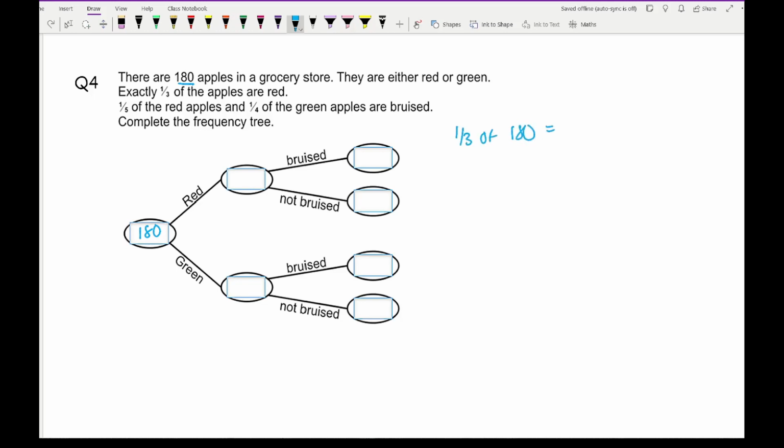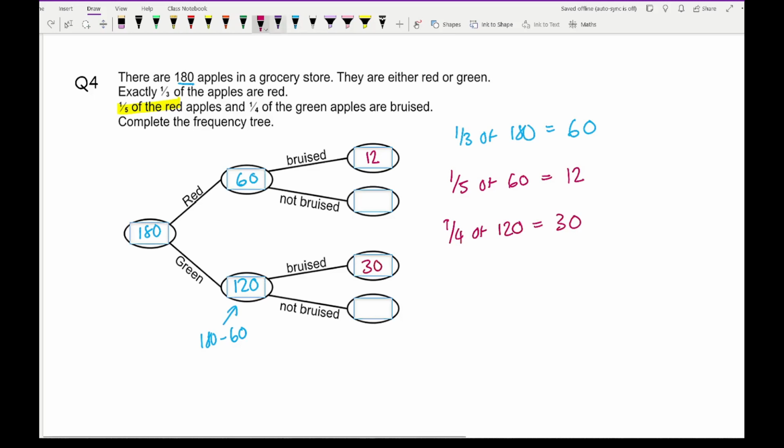So 180 divided by 3 times 1, which is 60. So 60 are red, meaning that there are 120 green. Again, how did I work that out? 180 take away 60. Now I know that a fifth of the red apples, so 1/5 of 60, is going to give me 12 bruised. So that's going to be 12. And then 1/4 of 120 gives me 30. So that's in terms of bruised.